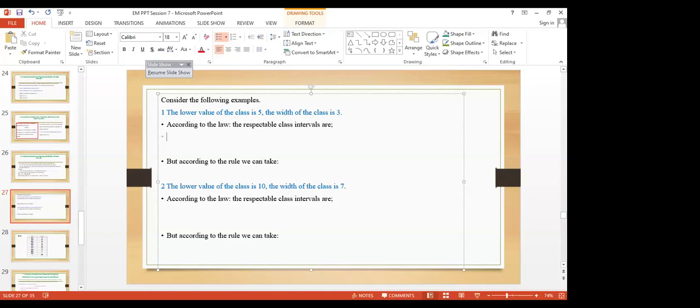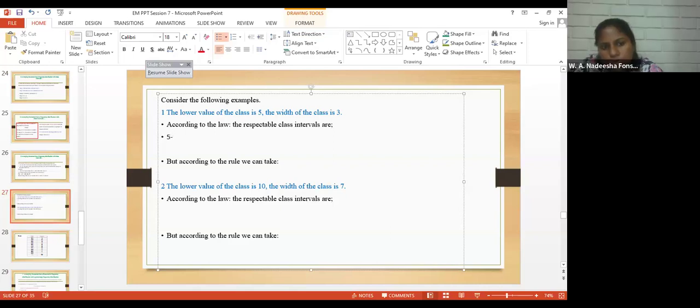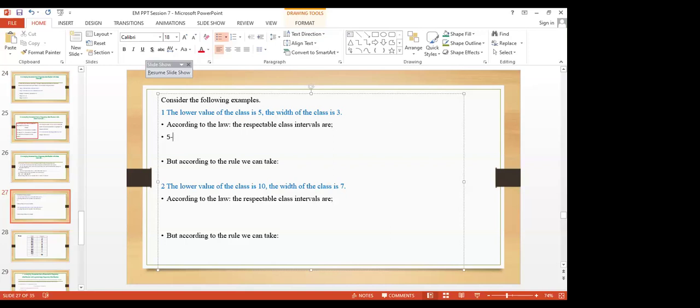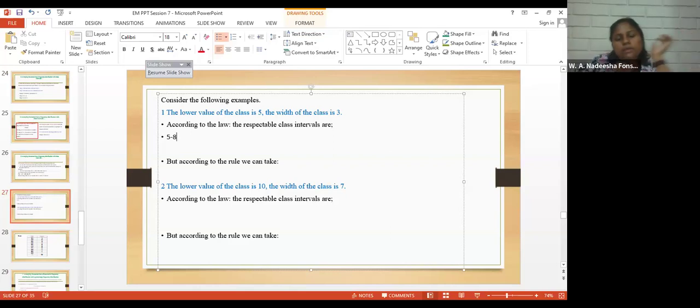Five to seven. 5 to 8? 7 or 8? 5 to 7, not 8. If you take 8, the upper value is 8 and the lower value is 5.